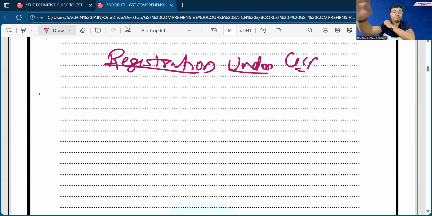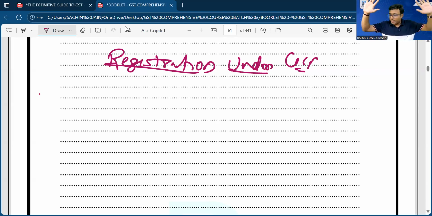Sir, there is a specific turnover limit, and if your turnover crosses that limit, at that time you have to take the GST registration. That means if your turnover crosses 20 lakh rupees, if you are dealing exclusively in services, or 40 lakh rupees, if you are dealing exclusively in goods, or for certain specific states the limit is 10 lakh rupees. For the financial year, if your turnover exceeds the specific limit, you have to take the GST registration.